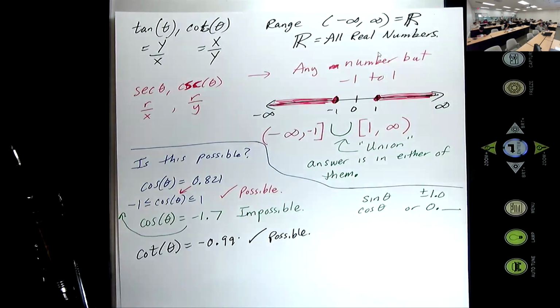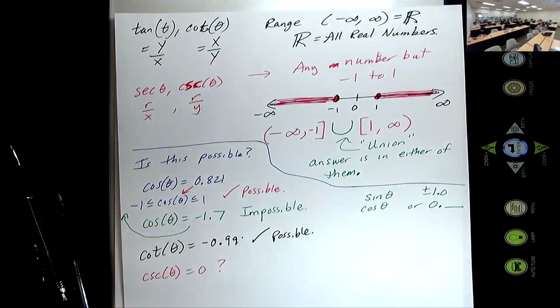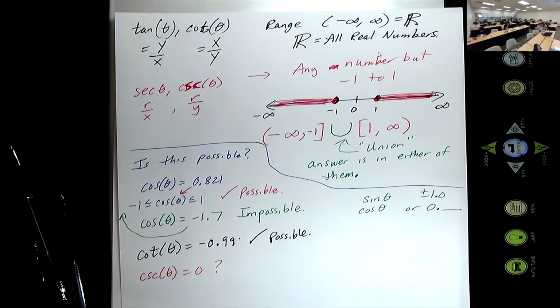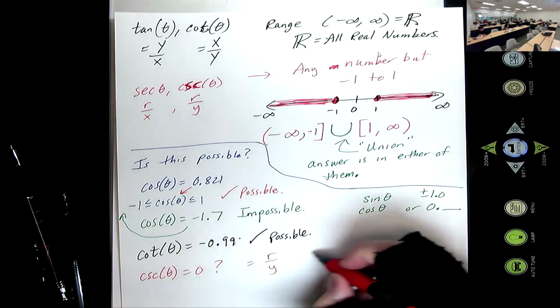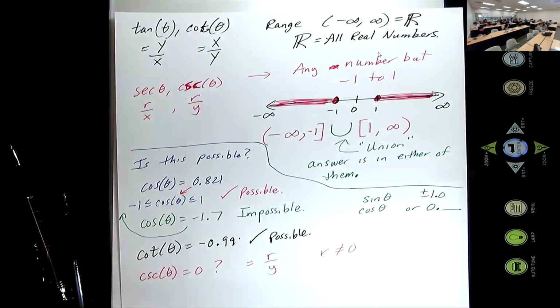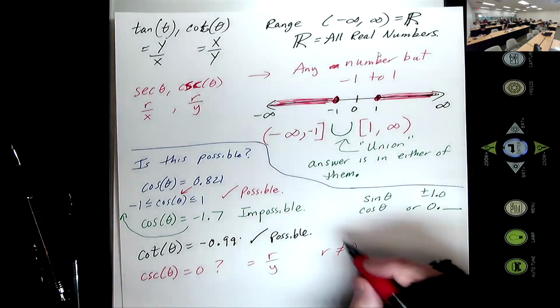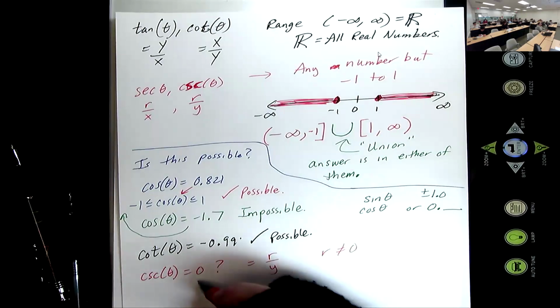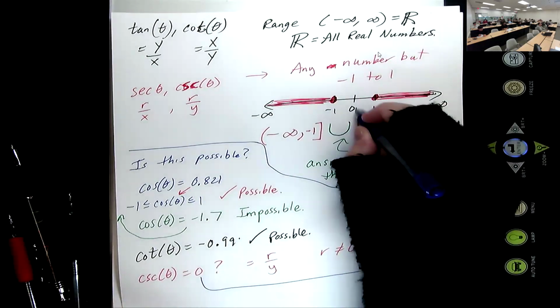Can I get cosecant theta equals 0? No, we can't, it's undefined. This is r over y, and r, if it helps, is not 0. That's the obvious one, but it's 0, we wanted to look at this region right here. And 0 is in the no zone.